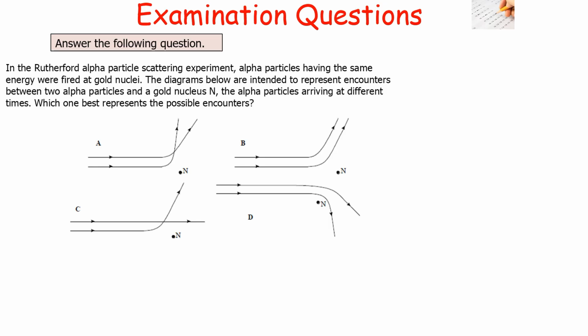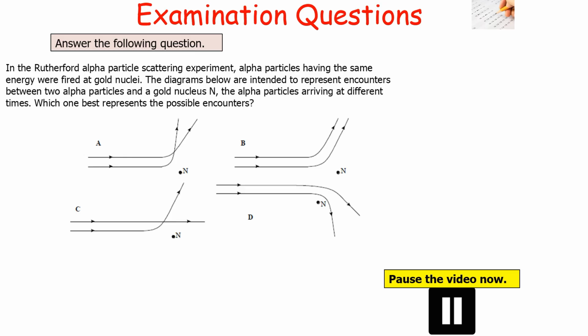The next question says, in the Rutherford alpha particle scattering experiment, alpha particles with the same energy are fired at gold nuclei. The diagrams below are intended to represent encounters between 2 alpha particles and a gold nucleus N. The alpha particles arrive at different times. Which one best represents the possible encounters? So pause the video now, then unpause the video when you want to go through your answer.